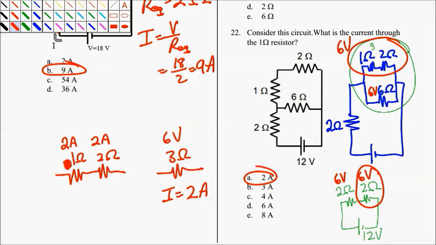I have 2 amps. I could also look at how the voltages are distributed. I know that I have to have 4 volts here and 2 volts here. And I is V over R, 2 over 1, which is 2.